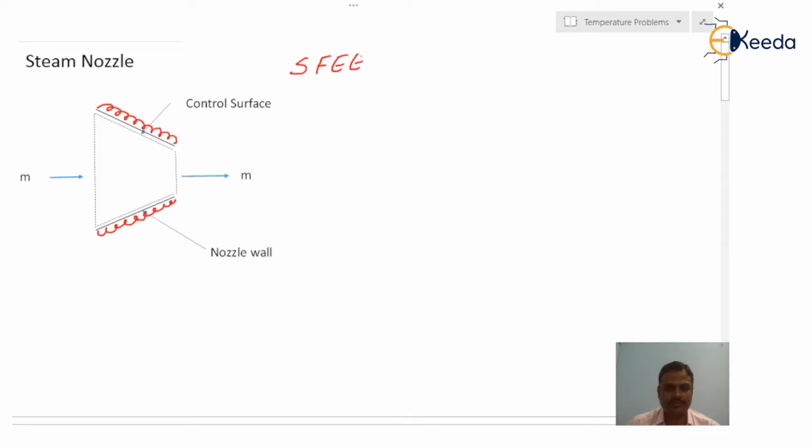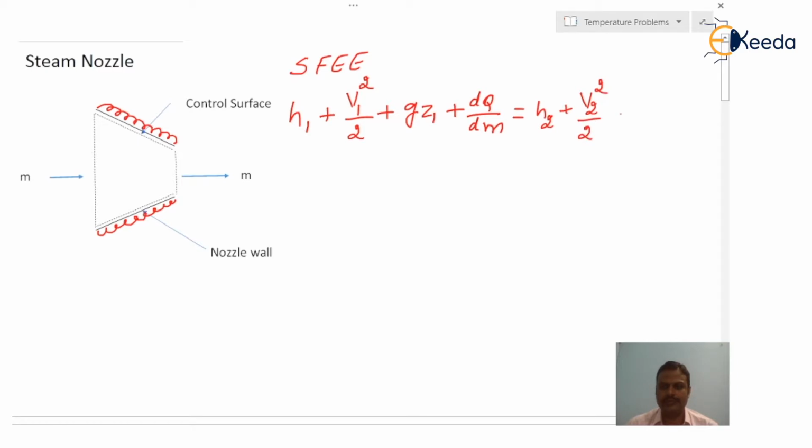SFEE: h1 + V1²/2 + gz1 + dq/dm = h2 + V2²/2 + gz2 + dWx/dm.